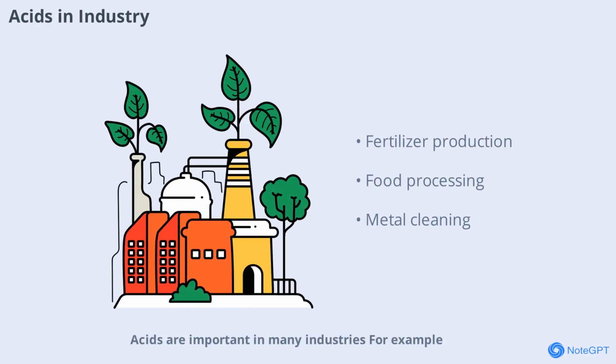Acids are important in many industries. For example, sulfuric acid is used to make fertilizers, while citric acid is used in food processing. Acids help clean metals, produce batteries, and even make dyes and plastics. Their ability to react with other substances makes them valuable tools in manufacturing and production.